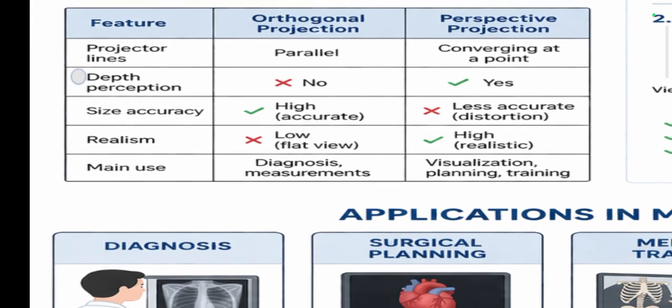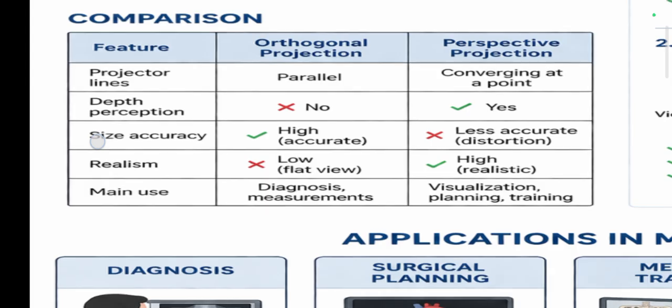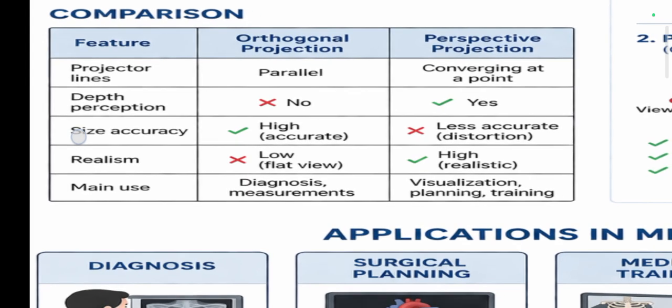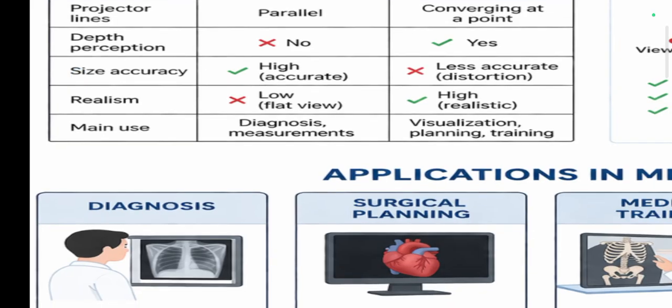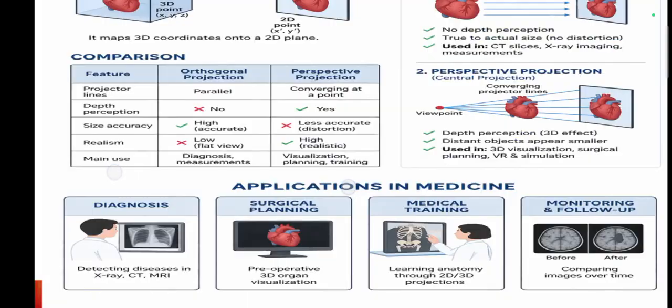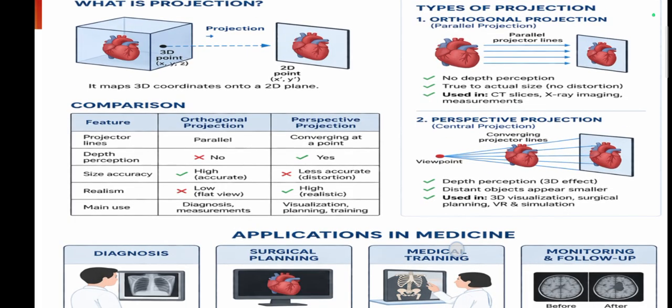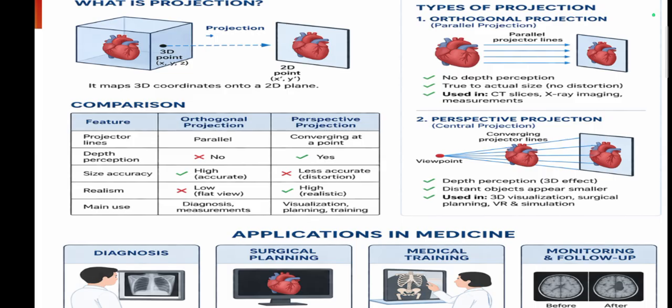The main use of orthogonal projection is in diagnostic measurements, and perspective projection is used in visualization, planning, and training. Those are the applications of these projections. Overall, orthogonal projection has no depth projection. It is true to actual size with no distortion, and is mainly used in CT slices, X-ray imaging measurements, etc.